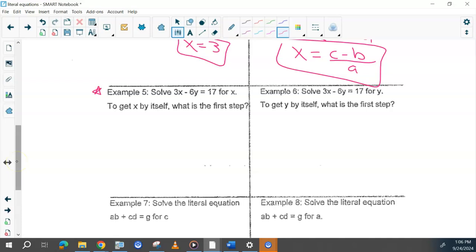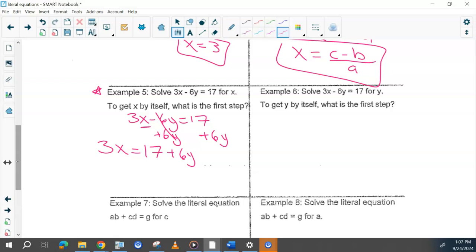So in example 5, we have to solve this equation that now has variables and numbers. I'm just going to rewrite it. For x, how do we think we would do that? So I heard minus and I heard plus. Yes, it would be plus, but not just the 6. This is connected, so I would have to add this whole term, the 6y, over. And I can move that whole thing because it's not directly connected to x. I don't need to do anything with the y. I can get rid of it or move it by adding it to the other side. So we have 3x equals 17 plus 6y.